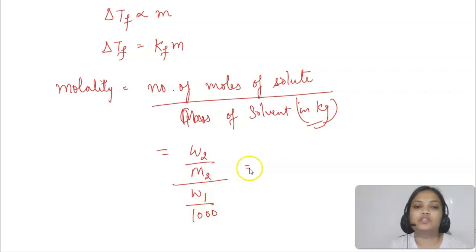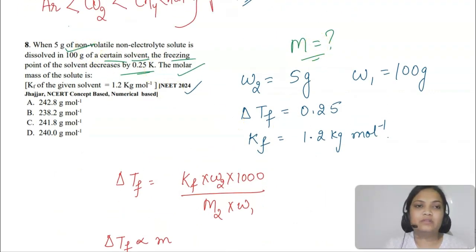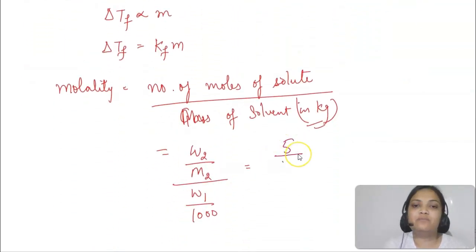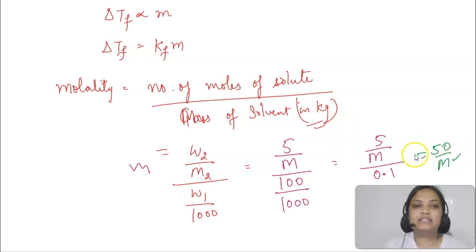So here we can write W2 is 50, right? So not 50, it's 5 grams. So W2 is 5 divided by molar mass, let's take it M, and mass of solvent is 100, so 100 upon 1000, that will be 0.1. So 5 upon M divided by 0.1 will give you the molality. So it will be 50 upon M. Now we have got the value of molality, which is 50 upon M.